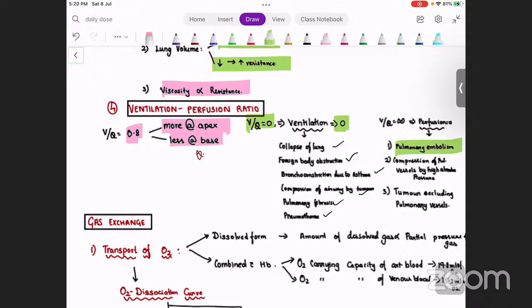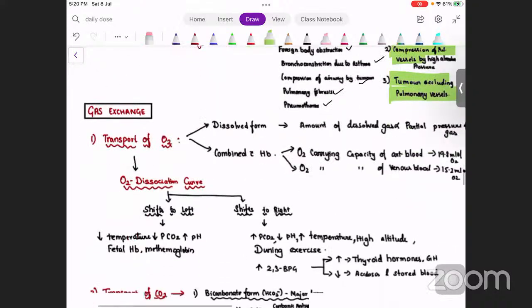Apart from that, you may have compression of pulmonary vessels, or a tumor which can occlude your pulmonary vessels. Anything related to the pulmonary vessels that can cause impaired perfusion, so that you may have a properly ventilated lung, but there is no perfusion happening there. Okay, so these are the basic parameters of your respiratory physiology.